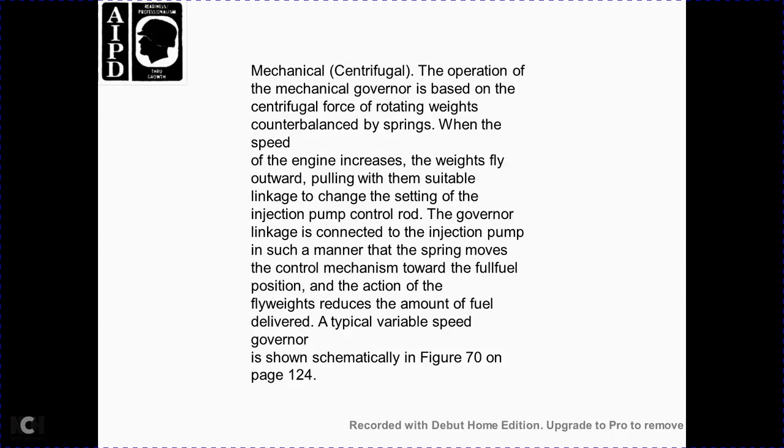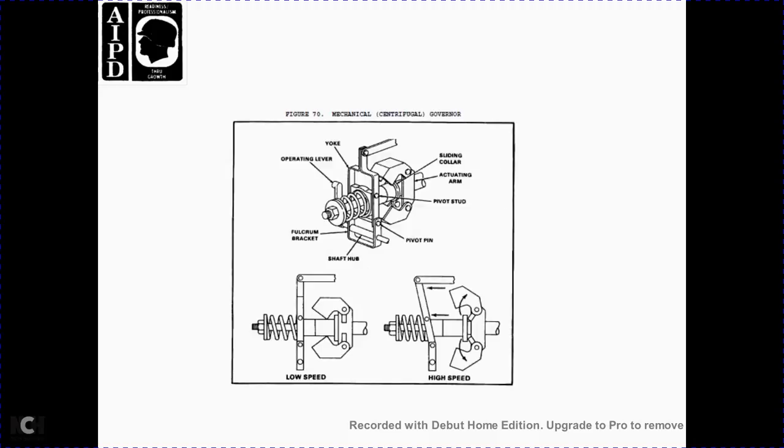Mechanical centrifugal operation is by the mechanical manipulation of the centrifugal force rotating the weights, counterbalanced by the spring. As the engine speed increases, the weights move outward, pulling the suitable linkage for the setting of the injection pump. The control rod of the governor linkage is connected with the injection pump. In the same manner, the spring moves the control mechanism toward the full fuel position, actuating the flyweight to reduce the amount of fuel delivered. A typical variable speed governor is shown schematically in Figure 70 on page 124.